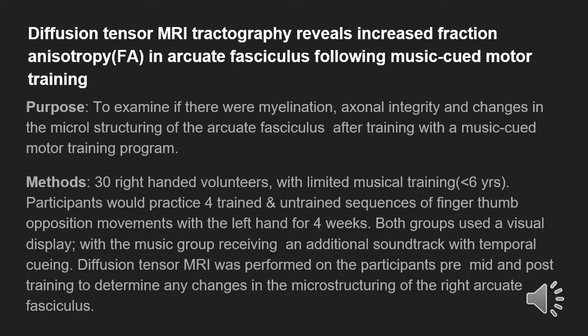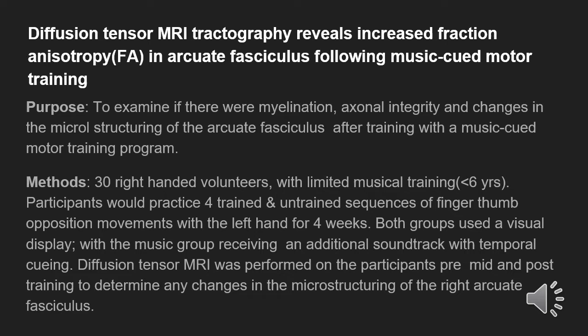And so for this study, they looked at 30 right-handed volunteers with limited music experience. Now, this was important as previous research showed that lifelong musicians had a healthier arcuate fasciculus than the general population. So they limited the number of years of music experience to less than 6. Participants would then perform 4 trained and 4 untrained sequences of finger-thumb opposition with their left hand, with the music group receiving an additional soundtrack with temporal cueing.